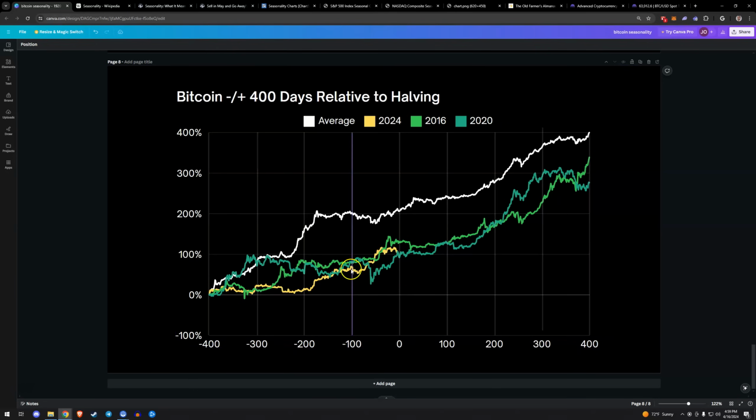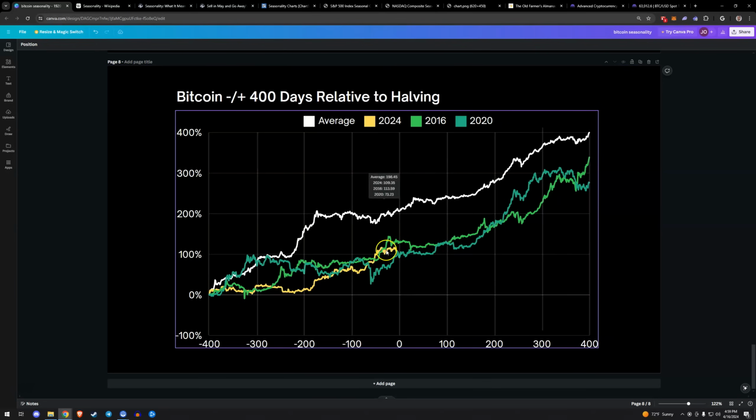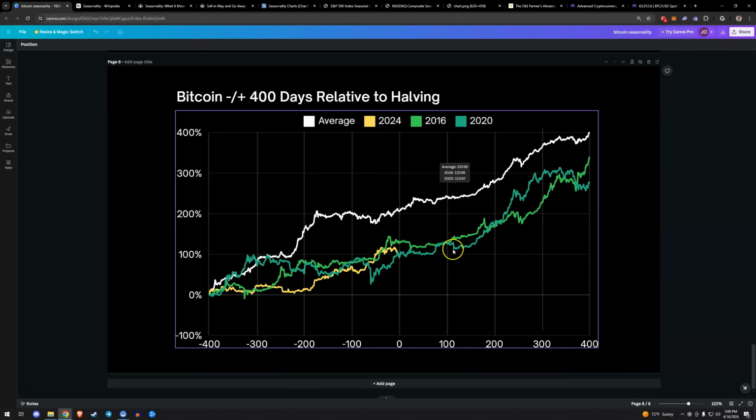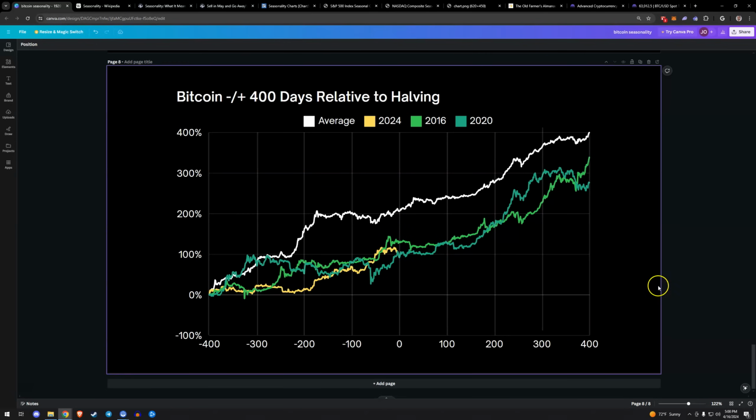But we are pretty much in line with 2016 and 2020, I would argue. We could say plus or minus here or there on percentages, but based on just days relative to halving, we are right in the wheelhouse. And we have got the halving this week, of course. And much of the gains happen months later after the halving, right? So this would bring us to early Q3.